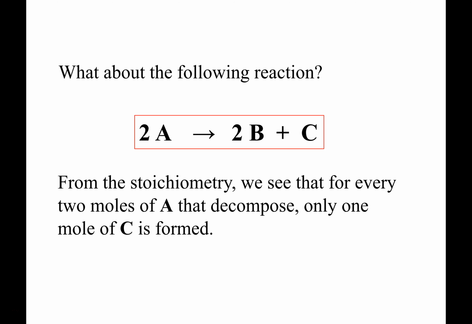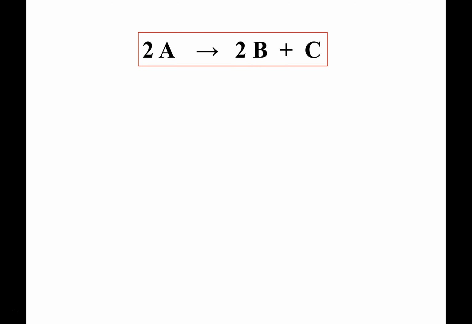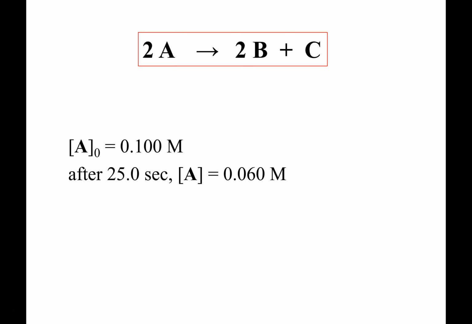So, for instance, this says for every 2 moles of A that are consumed, 1 mole of C will be formed. So it makes a difference which one you're tracking. Maybe a different number. I'm just going to throw some numbers out there at you. Anytime you see the brackets, those are molar concentrations, and this little 0 means initial. So this is the initial molar concentration at time 0. After 25 seconds, notice that A is a reactant and A has decreased to 0.060 moles per liter.